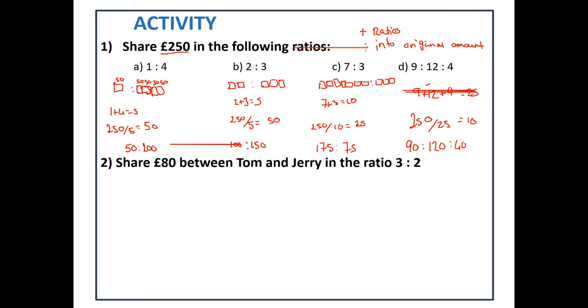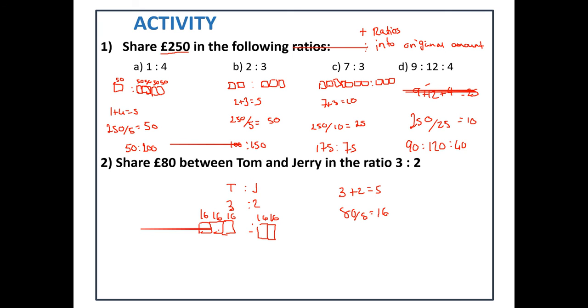Question 2. Share £80 between Tom and Jerry in the ratio of 3 to 2. So Tom and Jerry in a ratio of 3 to 2. So first of all, we have to do 3 plus 2, which gives an answer of 5. Okay, then we do 80 divided by 5, which gives us an answer of 16. So we've got 3 to 2. So each box is now worth 16.